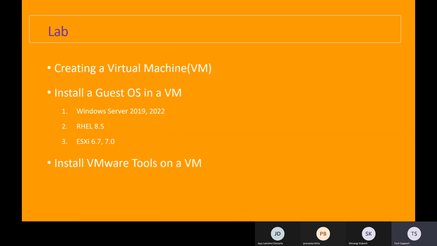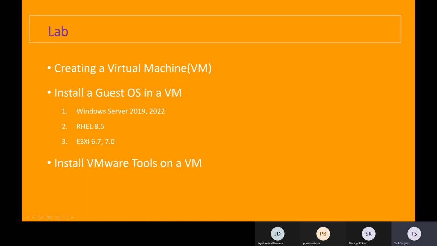Okay, and now we are going to observe the lab for creating a virtual machine, and we can install the guest OS. Today we are trying to install Windows Server 2019 as well. Yesterday we observed 2022. How to configure the same procedure for 2019, and also RHEL 8.5 I will show you, and I will show you the ESXi operating system also.